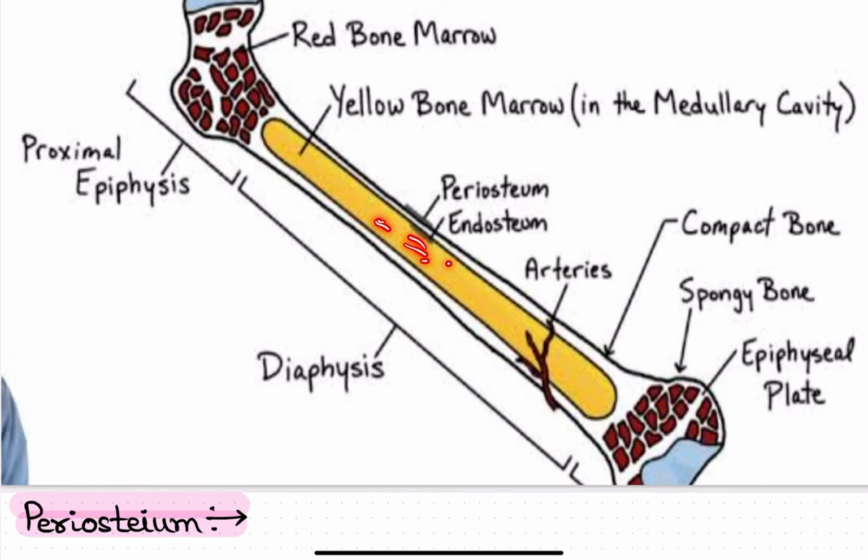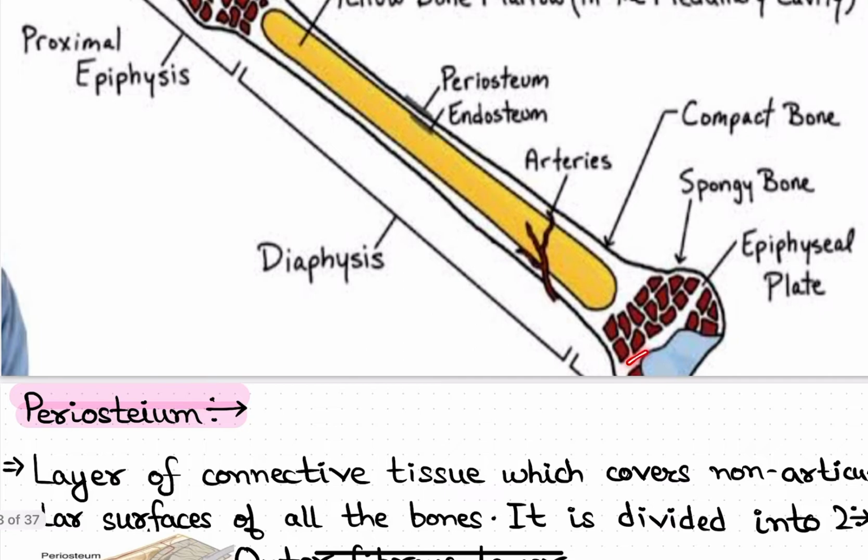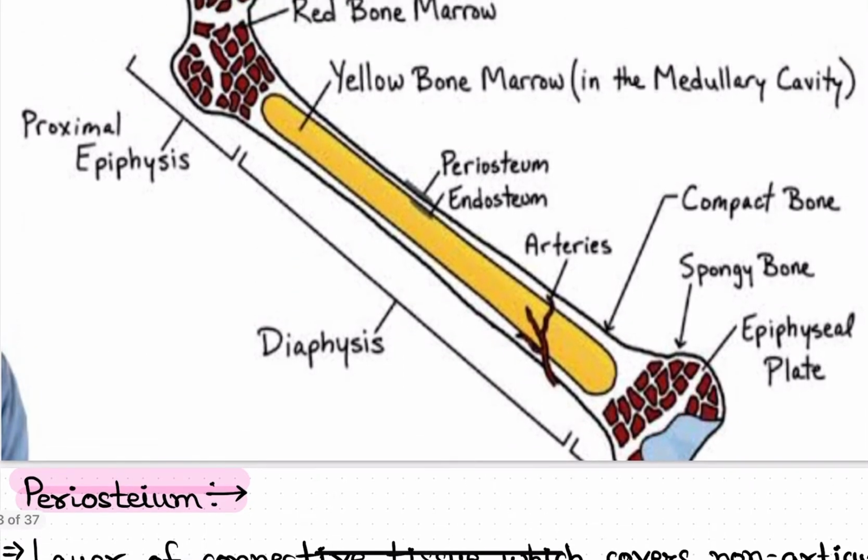This medullary cavity is lined by endosteum. Now there is a particular type of plate present here which is present from the stage of development. What is the function of this particular plate? It moves to this particular region, so it grows. So this particular plate is known as epiphyseal plate.